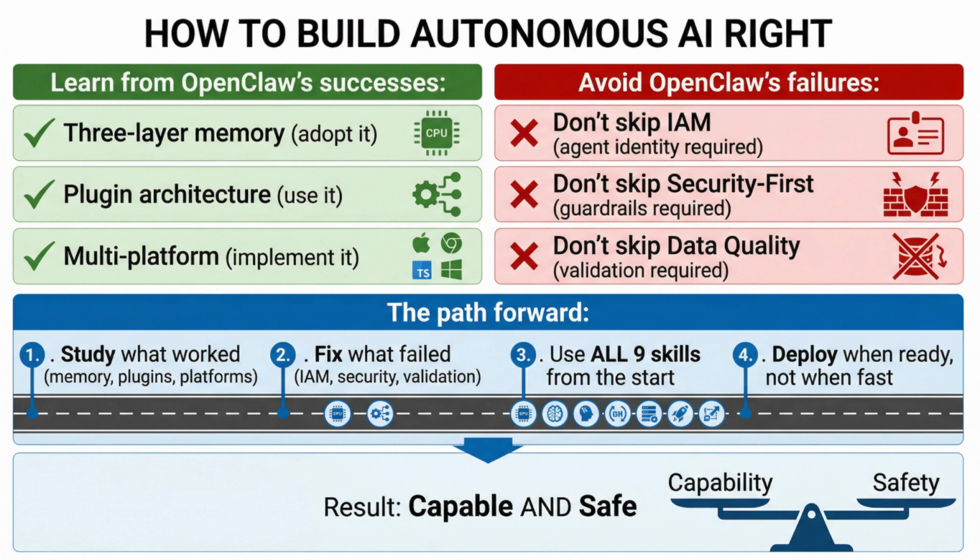OpenClaw proved you can build impressive AI agents quickly. They also proved that skipping security skills creates crises. You don't have to choose between capability and safety. You can have both, but only if you use all 9 essential skills. Build deliberately. Deploy when ready, not when fast. That's how you create autonomous AI that's both powerful and secure.